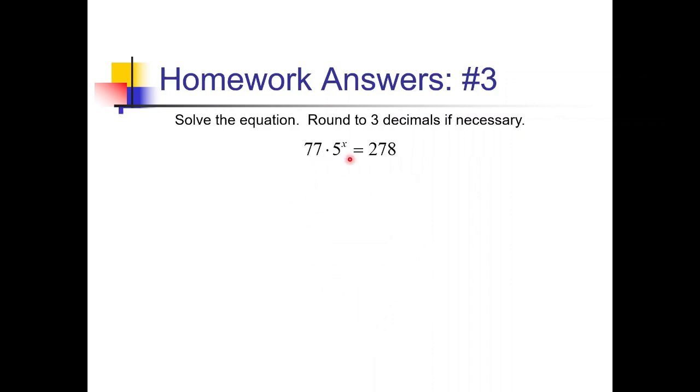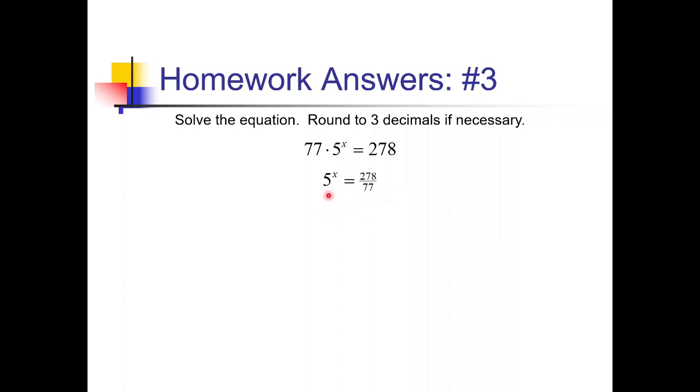In order to solve this equation, one thing that we could do that would help us out would be to at least isolate this exponential term here. So we'll divide both sides by 77. And I'm not going to bother reducing or making it into a decimal over here. I'm probably going to end up using the calculator anyway.